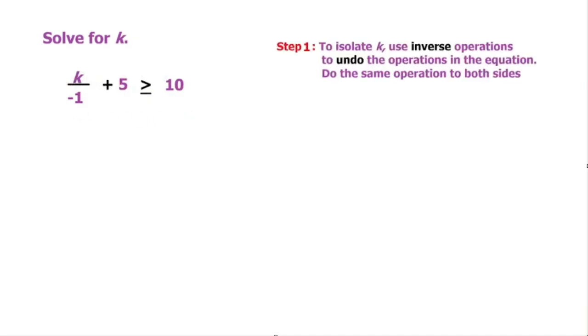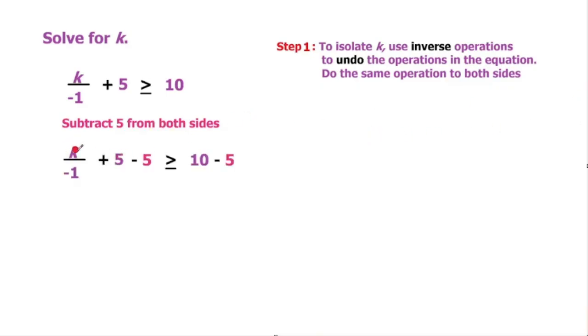So what we do, step 1, to isolate k, we use inverse operations to undo the operations in the equation. And we do the same operation to both sides. Okay, so the first thing we'll start with is moving this plus 5 to this side. So the opposite of plus 5 is minus 5. So we subtract 5 from both sides.